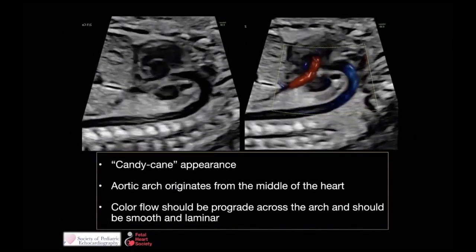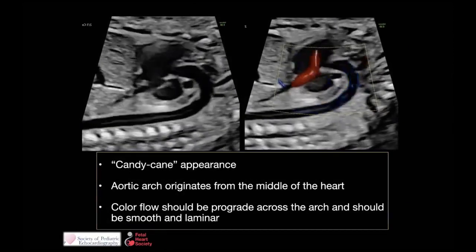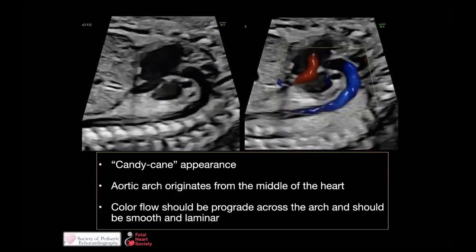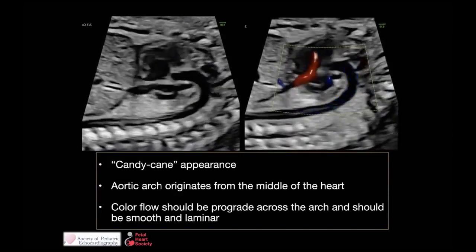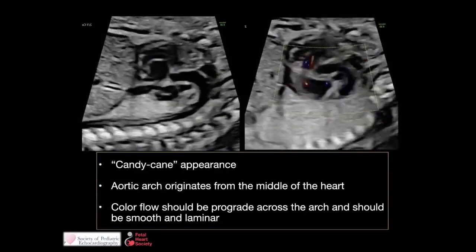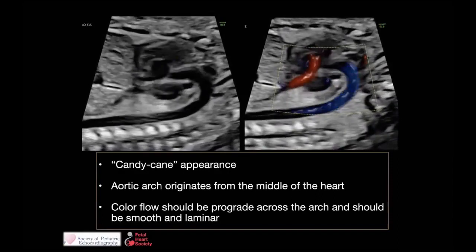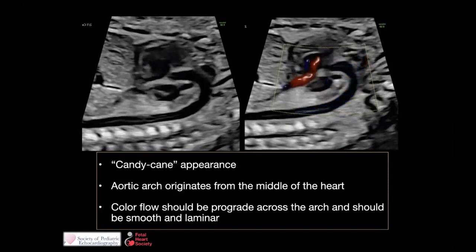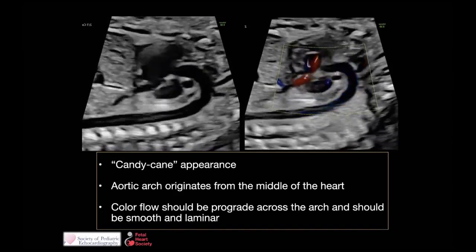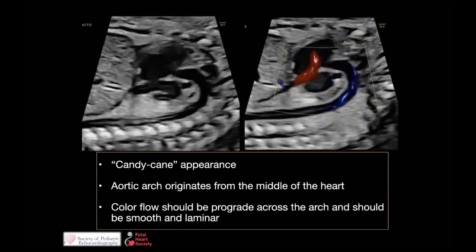Now with color, the aortic arch has a candy cane appearance. The aortic arch originates from the middle of the heart, and color flow should be prograde across the arch and should be smooth and laminar. Again, if you notice, my box is kept tight around the specific structure. We utilize a high PRF, so again greater than 60 to 80 centimeters per second. Sometimes I utilize high definition Doppler just to see the head and neck vessels, but I utilize color a lot just to determine if there's any aliasing within the arch. So again, technique is key when evaluating these arches.